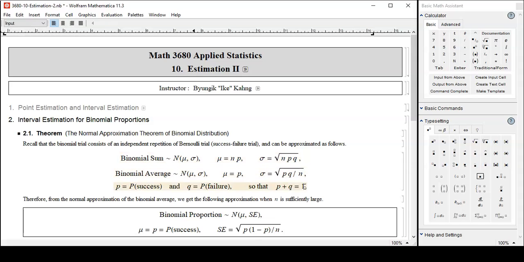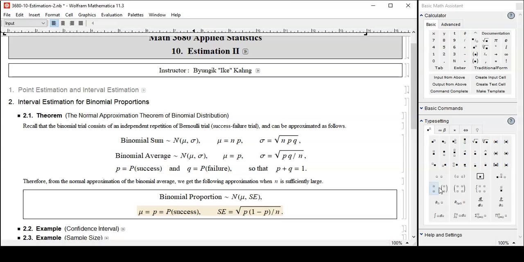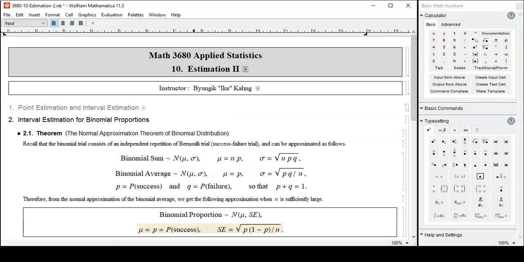Here, P is probability for success, Q is probability for failure, so it's 1 minus P. So replacing Q as 1 minus P, you're going to get this. And that's the normal approximation theorem of binomial. So mu is same as P. And sigma is square root of P times 1 minus P over n. Or actually, not sigma, SE. SE is square root of P times 1 minus P over n.